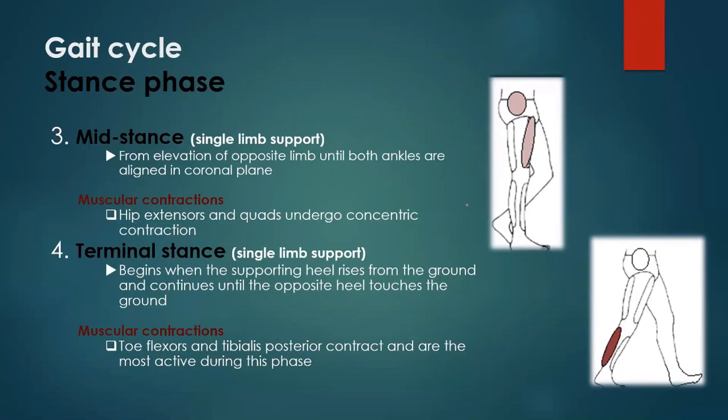Then we have the mid stance, the single limb support from elevation of the opposite limb until both ankles are aligned in the coronal plane. For the muscle contractions, the hip extensors and the quads undergo concentric contractions. In terminal stance, single limb support begins when the supporting heel rises from the ground and continues until the opposite heel touches the ground. The toe flexors and tibialis posterior contract and are more active during this phase.